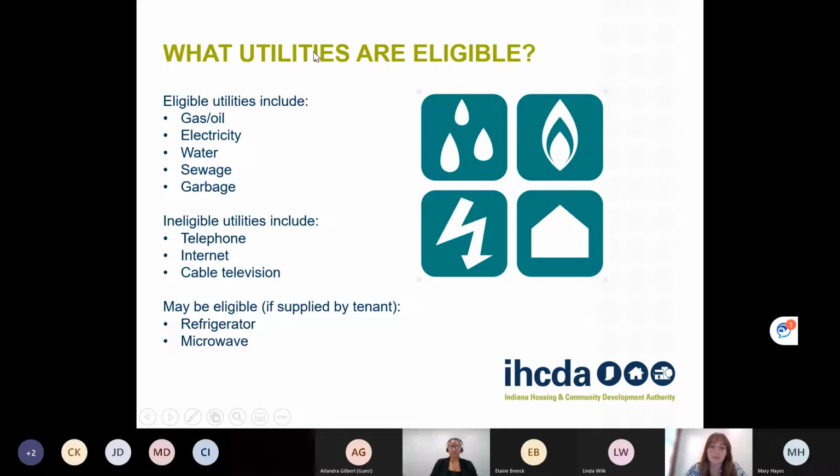So what utilities are eligible? Eligible utilities include gas and oil, electricity, water, sewage, and garbage. Ineligible utilities are telephone, internet, and cable. And refrigerator and microwave, those can be eligible utilities if they are provided by the client. So if it's something that the landlord furnishes in the unit, then they would not be eligible. In general, if you have questions about whether or not something is eligible, you can typically look at one of those utility schedules and you can see what is listed and make the determination that way.